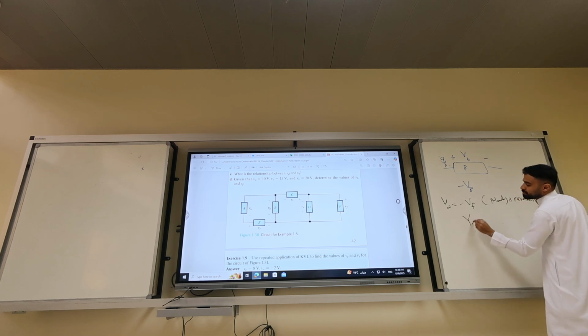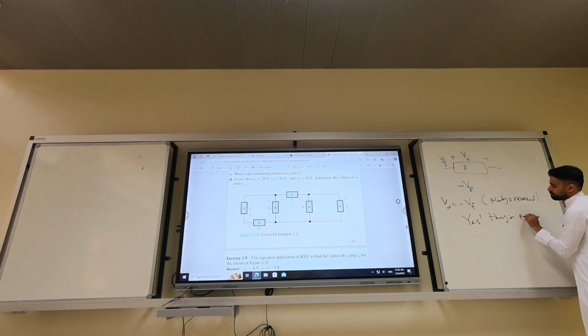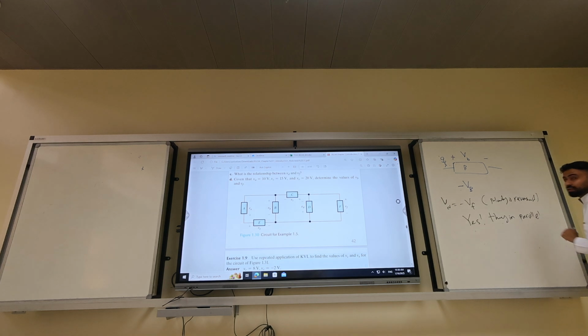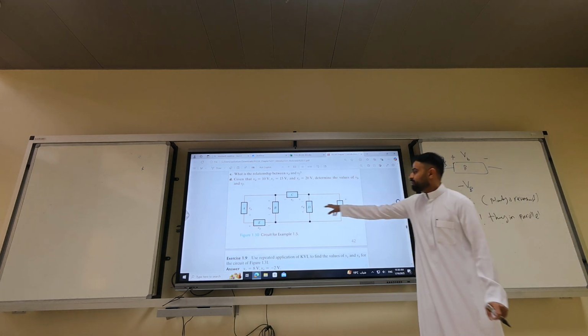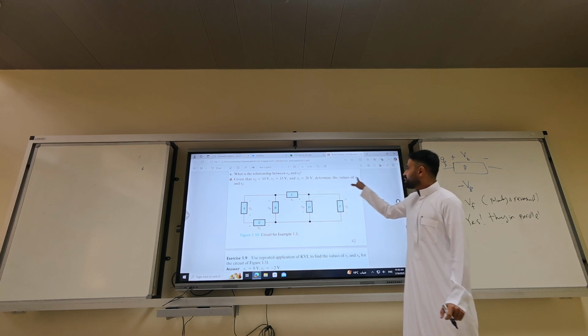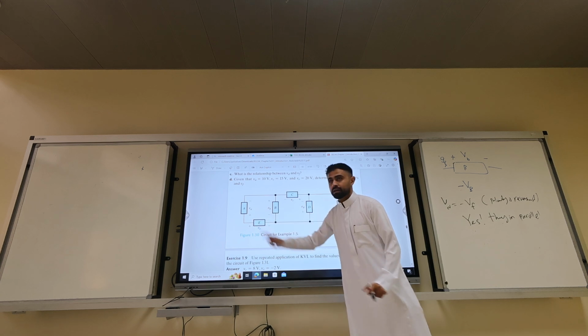And yes, they are in parallel. Clear? So the only elements that are in parallel are D and F. Now the question is find VB and VF. Let's start with VB so that we know A and E.